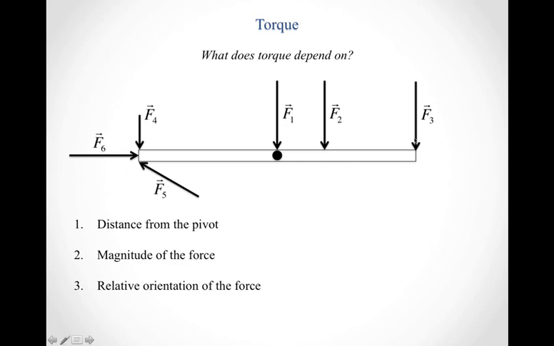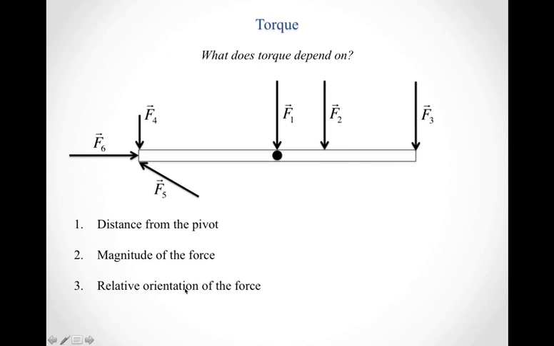They're the same magnitude of force. They all act the same distance away from the pivot, but force 3 generates the largest possible torque, force 5 generates a smaller torque, and force 6 generates zero torque because of their relative orientation.